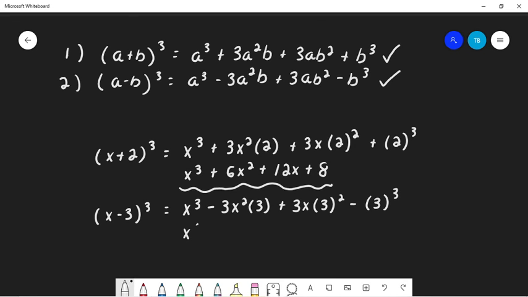All right, and then we'll evaluate this one. So x cubed stays the same, minus 3x squared times 3 would be 9x squared, plus 3x times 3 to the second power would be 3x times 9, or 27x. And then we subtract the cube of 3, which is 27. So the cube of the binomial x minus 3 would be x cubed minus 9x squared plus 27x minus 27.